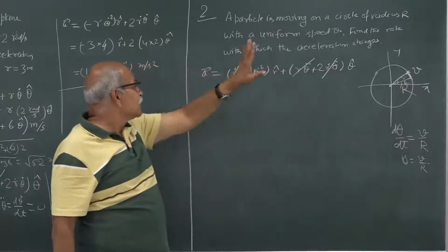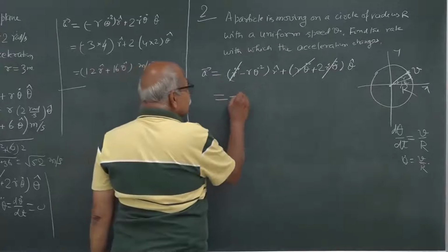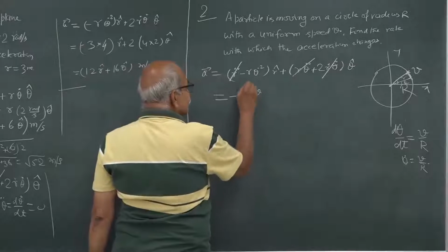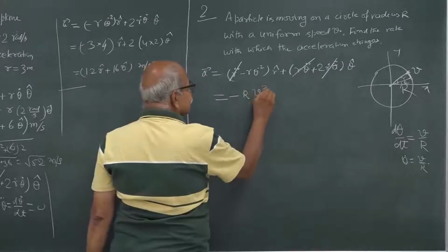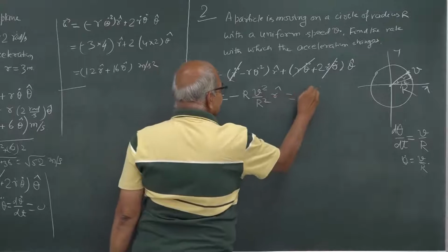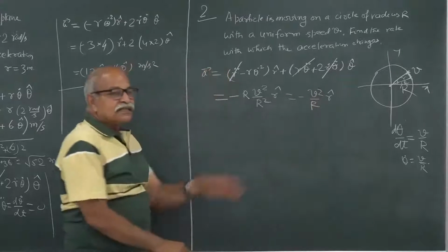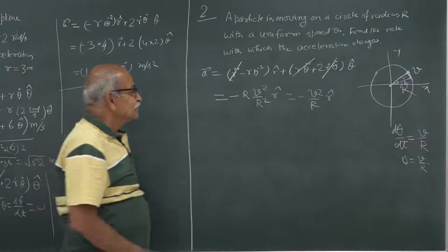So, this is gone, and then you have minus r theta dot square, and theta dot is v by r. This r is capital R, and this is v square by r square, r cap, and that is minus v square by r, r cap. So, this result you anyway know.